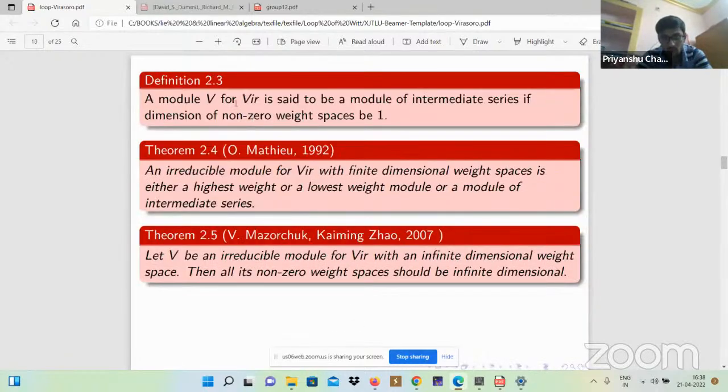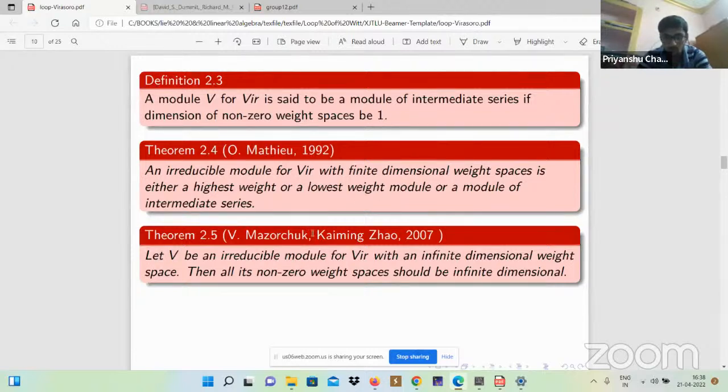A module V for the Virasoro algebra is said to be a module of intermediate series if the dimensions of the non-zero weight spaces are all 1. Now, in 1992, Mathieu gave a classification theorem for the Virasoro algebra with finite dimensional weight spaces. This result states that an irreducible module for V with finite dimensional weight spaces is either a highest weight module or a lowest weight module or a module of intermediate series.